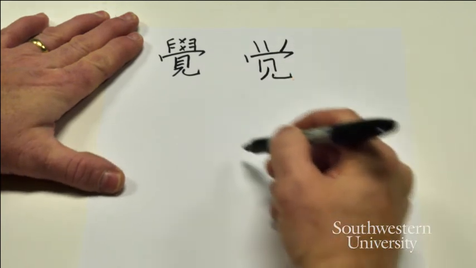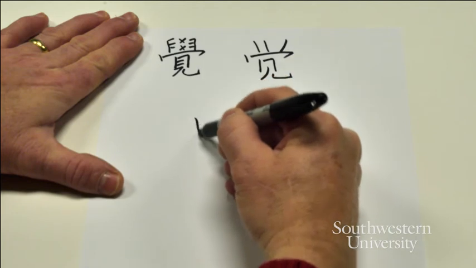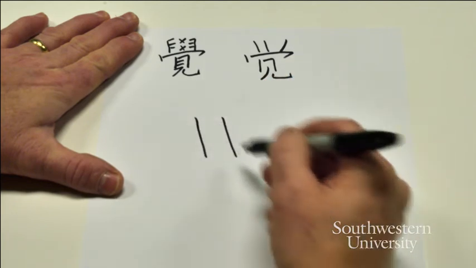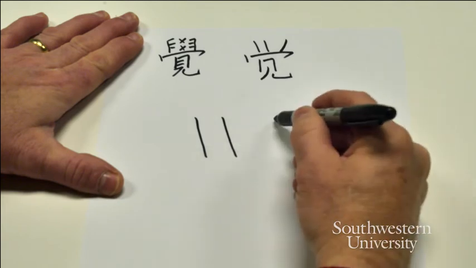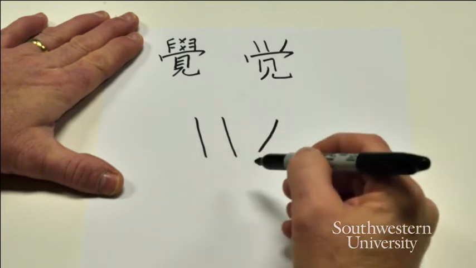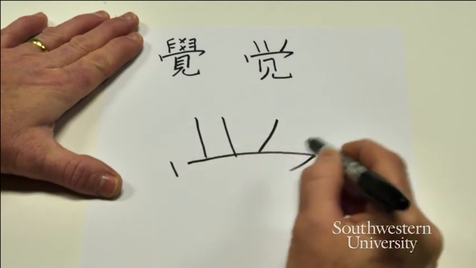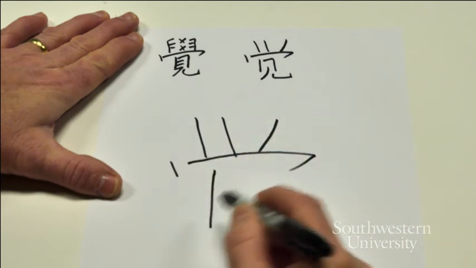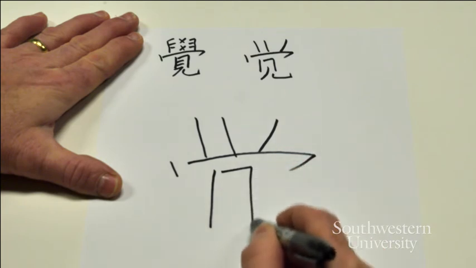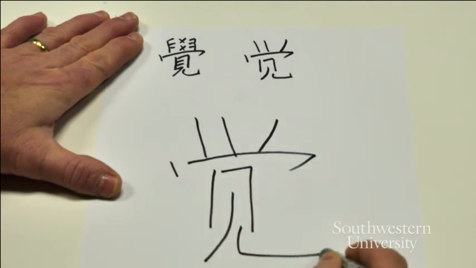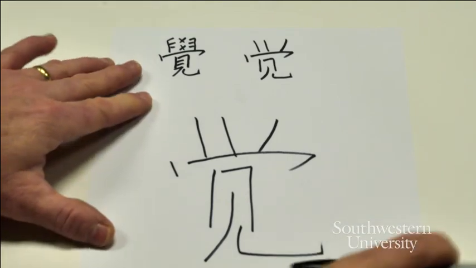Jue. So you do the lines on top, slightly diagonal, and then the third line comes the other way. Dien, hung, go, shu, hung, ja, pie, shu, wan, go, jue.